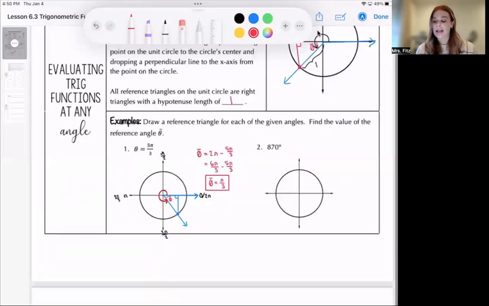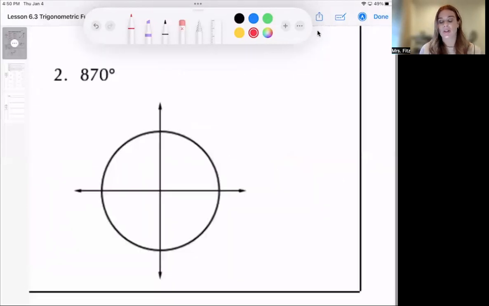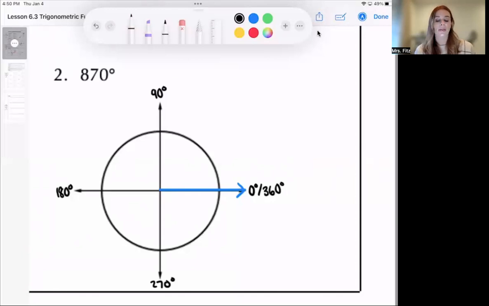All right, let's go ahead and take a look at 870 degrees. So now we're in degree mode. We have 0 degrees, 360 here. We have 90 degrees, we have 180, and we have 270. We always start on the positive x-axis. And in this case, we're going to rotate counterclockwise once again. Now be careful here because 870 degrees, we're going beyond 360. And we want to know how much beyond 360 degrees, right?